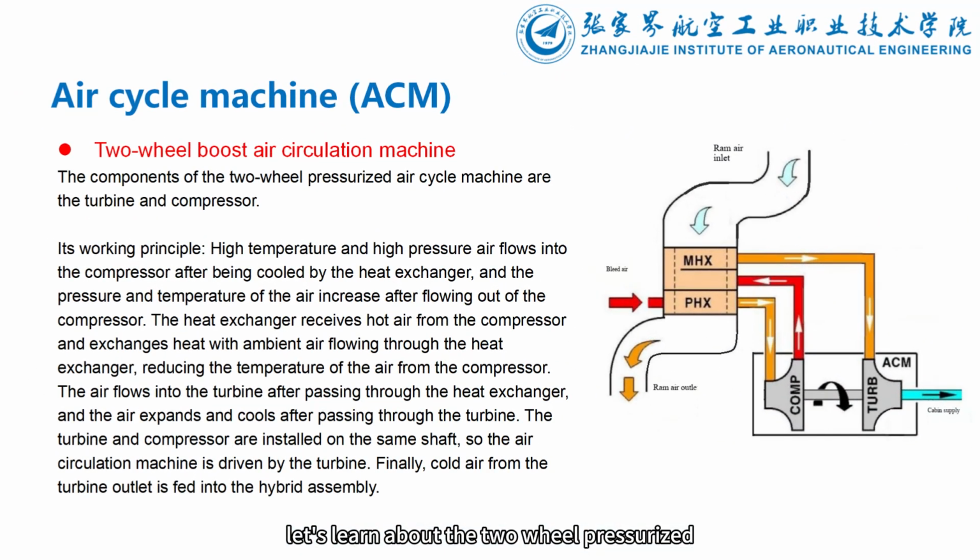Let's learn about the two-wheel pressurized air cycle machine, which consists of a turbine and a compressor. Its working principle is that the high temperature and high pressure air flows into the compressor after being cooled by the heat exchanger, and the pressure increases, and the temperature increases when it flows out. The heat exchanger receives hot air from the compressor and exchanges heat with the ambient air to reduce its temperature. The air then flows into the turbine, is expanded and cooled, and is fed to the mixing assembly. The turbine and compressor are installed on the same shaft, and the air circulation machine is driven by the turbine.